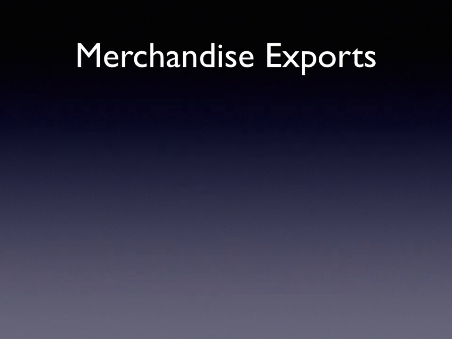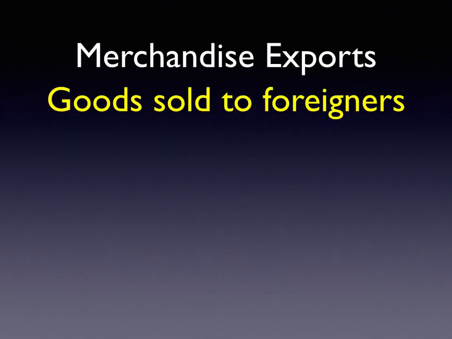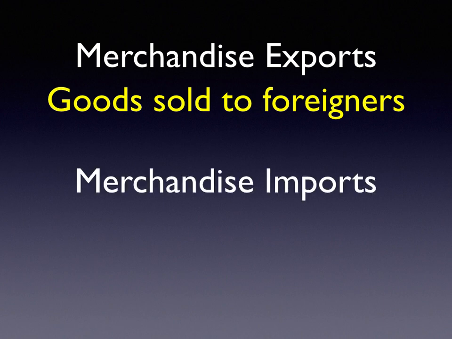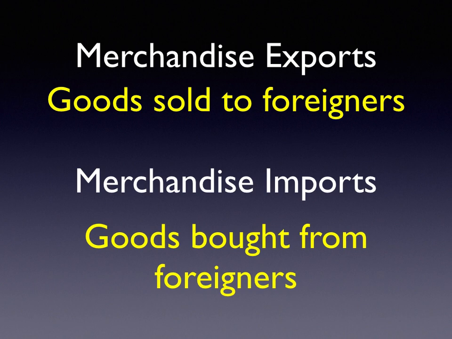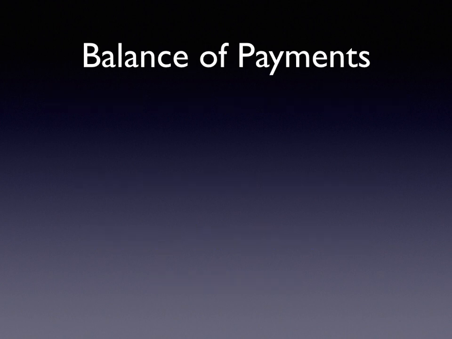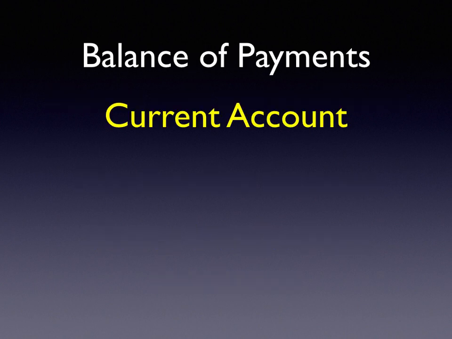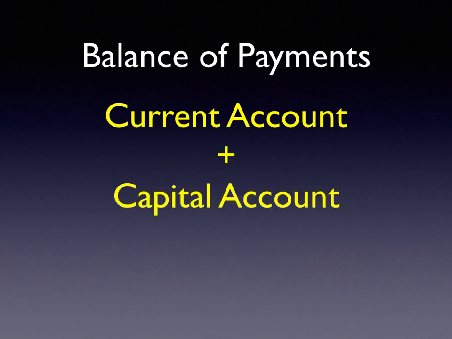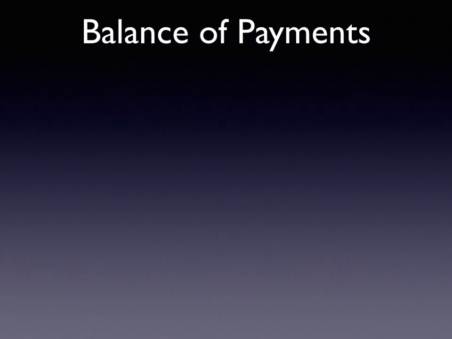So under merchandise exports, those are goods. Once again, a merchandise export is goods that are sold to foreigners. Merchandise imports would be goods bought from foreigners. Your balance of payments would be your current account plus the capital account, and we always remember that's going to equal zero.